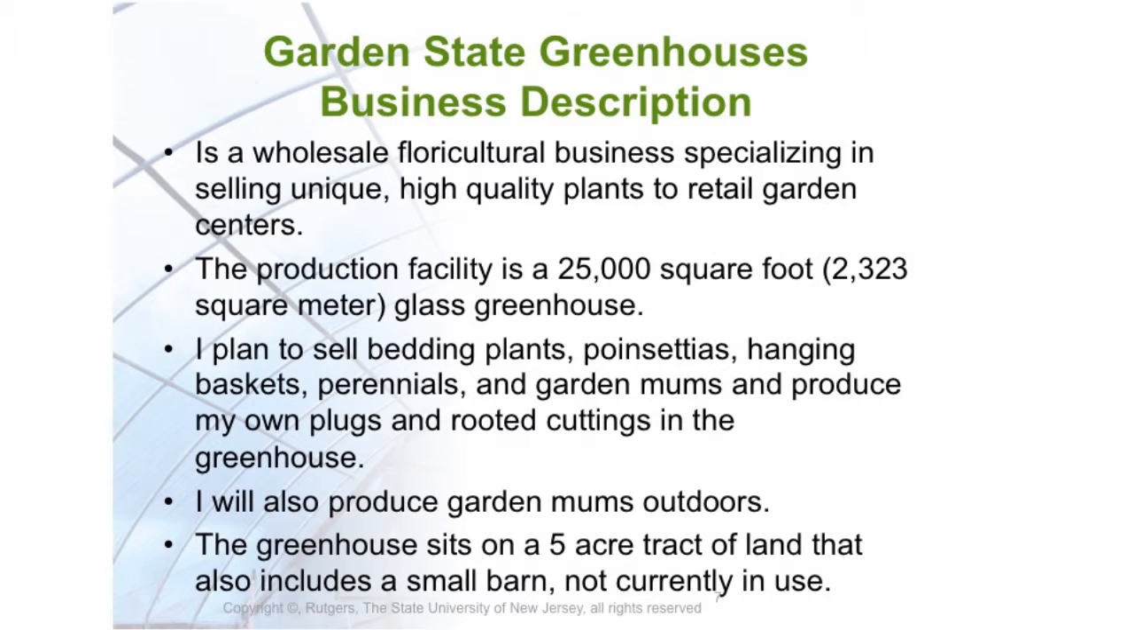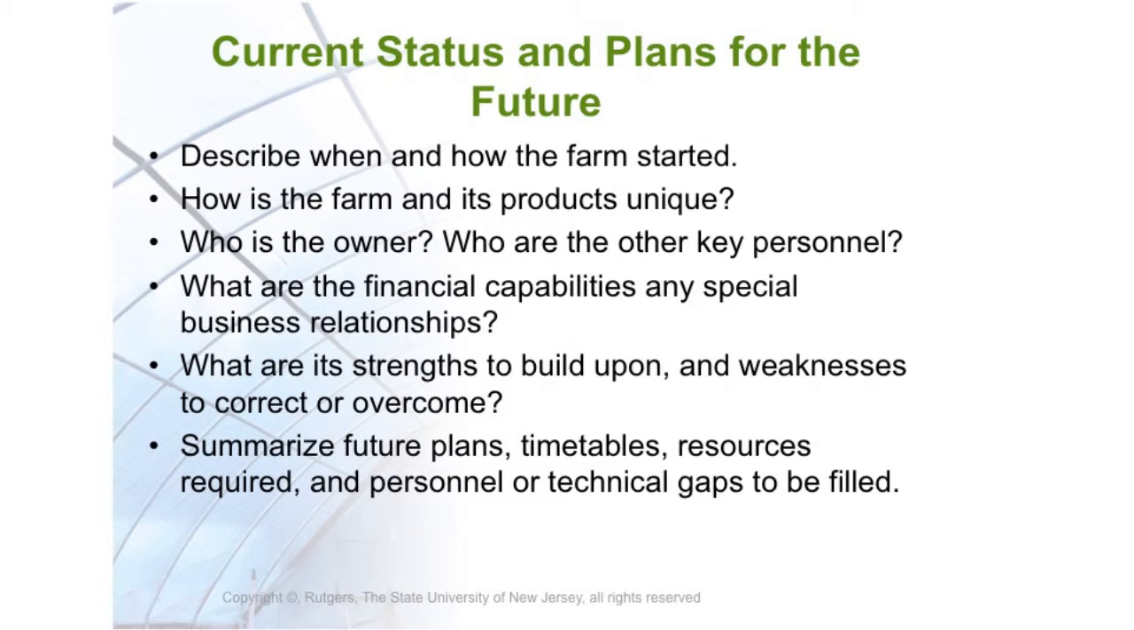So the Garden State Greenhouse business description, again, it's a wholesale floriculture business specializing in selling unique, high-quality plants to retail garden centers. It sounds like it's part of their mission statement. The production facility is 25,000 square feet, and it's a glass greenhouse. And she plans to sell bedding plants, poinsettias, hanging baskets, perennials, and garden mums. And we talked about producing your own cuttings, garden mums outdoors, and she has a 5-acre tract of land with a barn that's not currently in use. Okay, so that's where we are now.